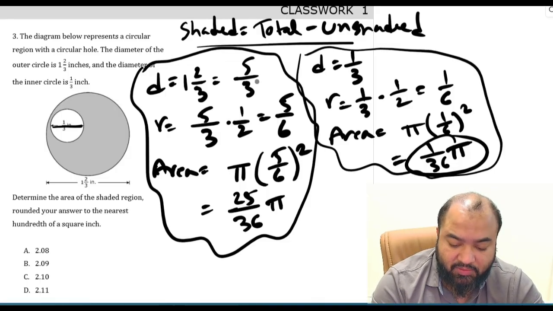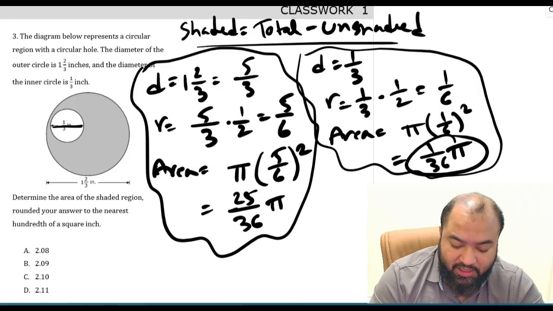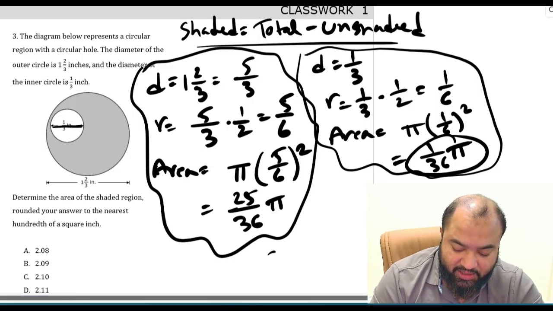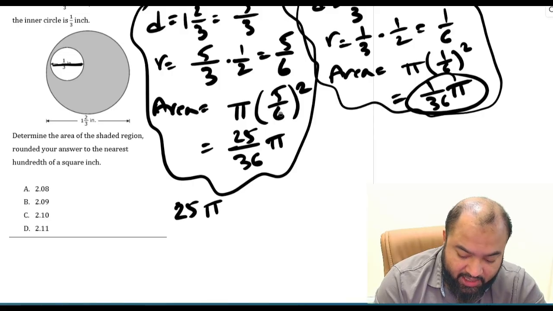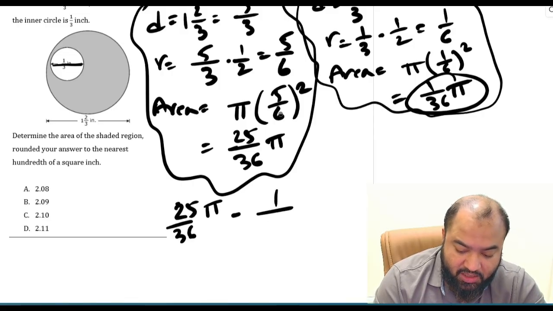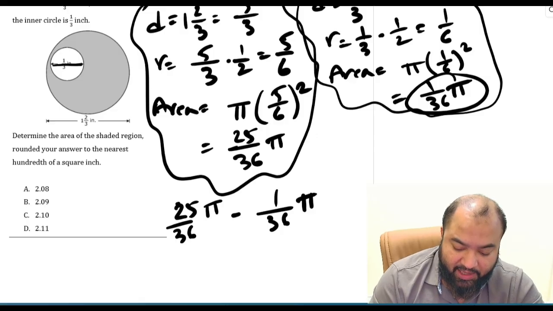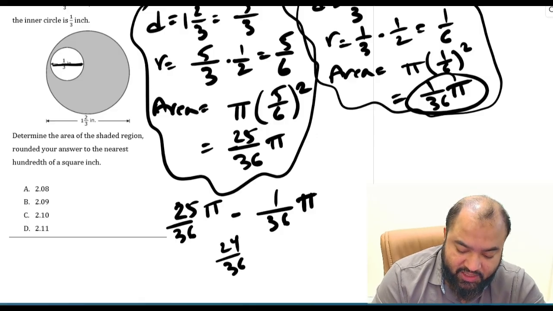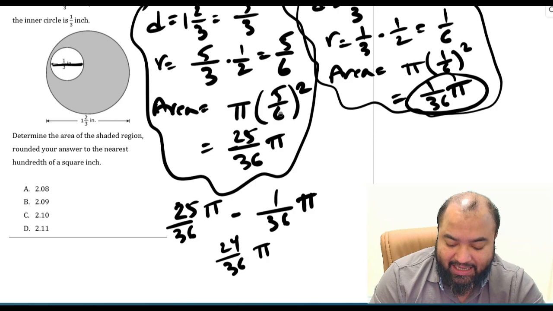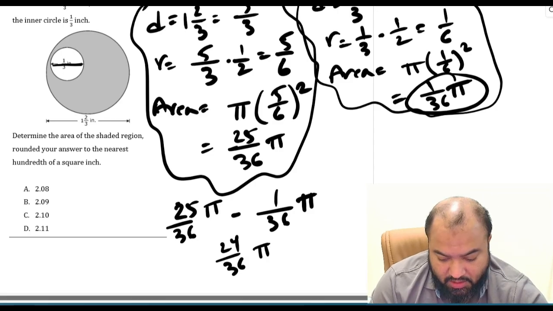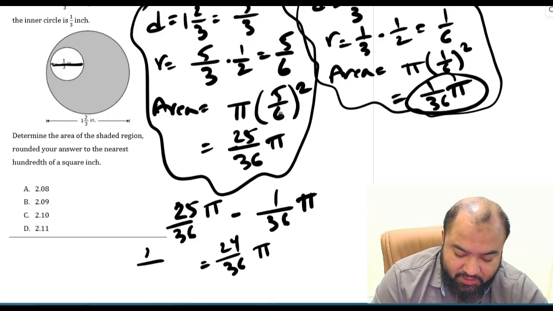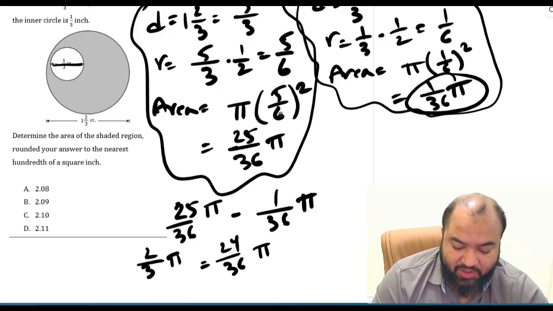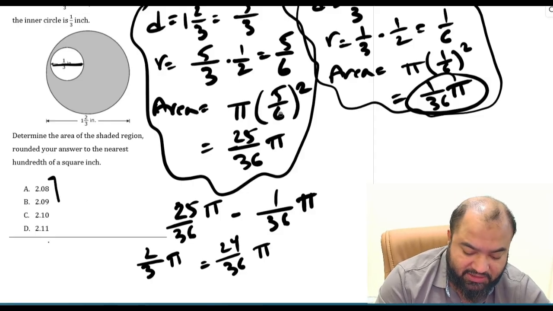You're right. So total minus the unshaded. So total is 25. I'm just going to write here on the side. Let's get some more space. So 25 pi over 36 minus 1/36 pi. We're going to ignore the pi. So 24/36 pi. That's divided by, we cannot divide by 8. So we can do by 12. Yeah, so let's say divide by 24 divided by 12 is 2/3 pi. Okay, so now they want it in terms of decimal. So 2/3 is around like 0.67.